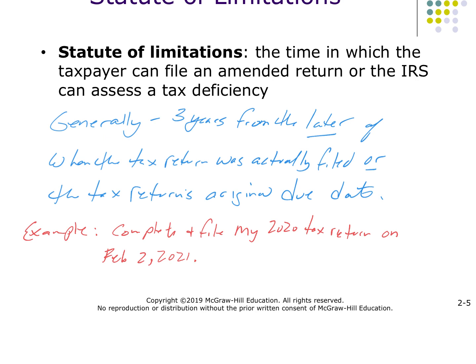Now, when does the statute of limitations end on that tax return? It doesn't end 3 years from February 2nd. It ends on April 15th, 2024. 3 years from the later of when it was filed or its original due date.